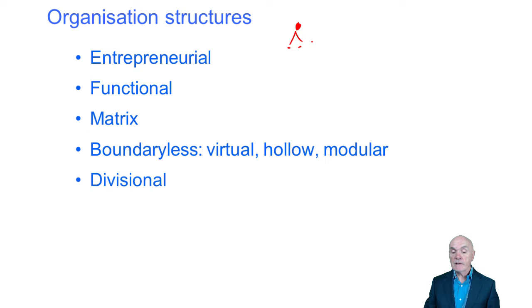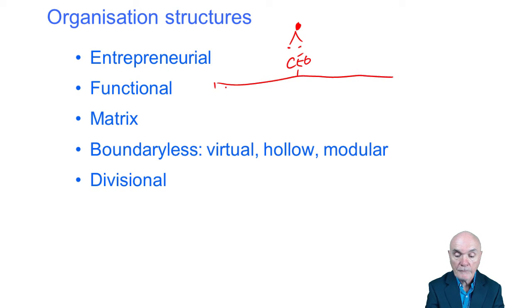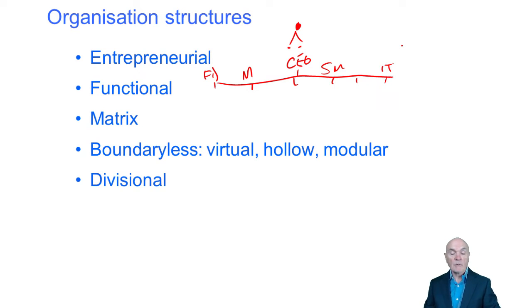Functional structure is very, very common. Typically what you have in a functional structure is you have the CEO, let's put the CEO here, the Chief Executive Officer here. And then you have the board. So here we have maybe the finance director. Here we maybe have the manufacturing person. Here we have maybe sales and marketing. Here we have maybe IT. There may be some other ones in there as well.